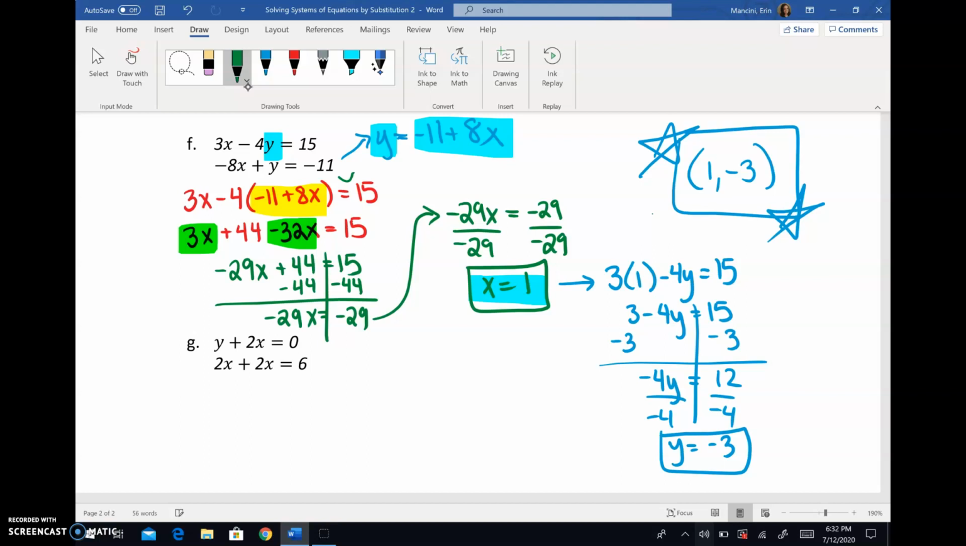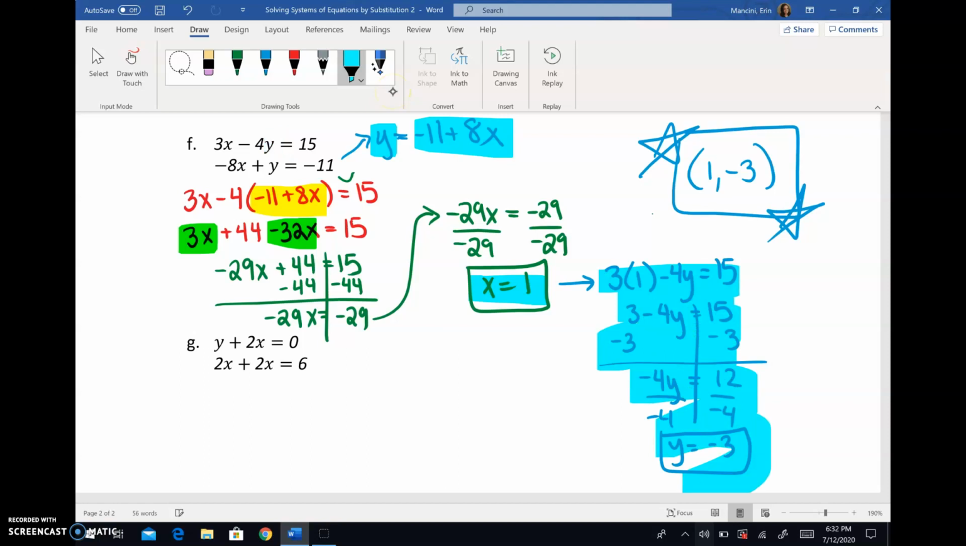The green highlights are me combining like terms. So 3x minus 32x is minus 29x here. And then I just solved by subtracting 44 from both sides. Kind of moved up here because I ran out of room. Divided both sides by negative 29 to get x equals 1. Okay, this work in blue over here is me substituting the fact that x is equal to 1 into x here. So it was 3 times x, but we know x is 1, so it's 3 times 1 minus 4y equals 15. And I solved and got y is negative 3.